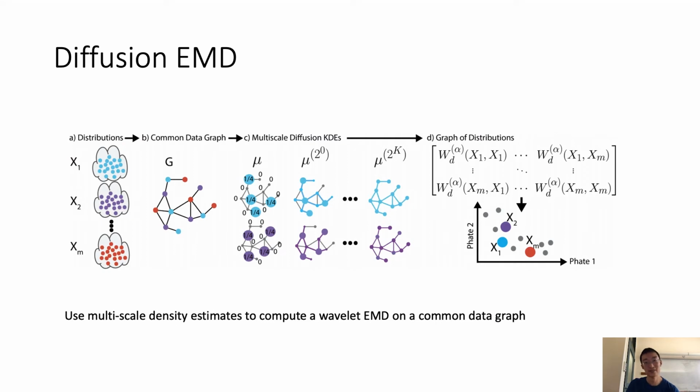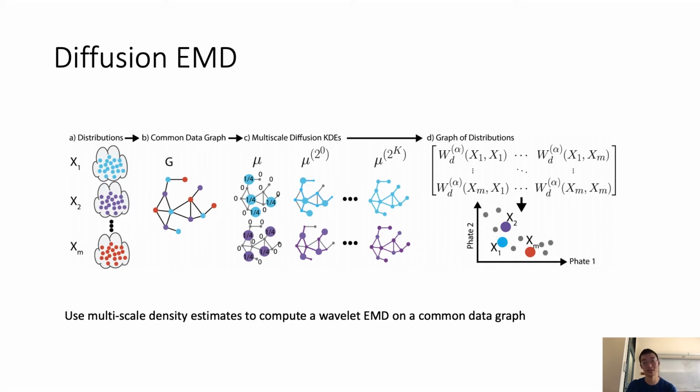Using diffusion wavelets gives the full picture. For M high-dimensional datasets, we can first define a common data graph, then compute a vector of wavelet coefficients for each distribution on the graph, where the L1 difference between these vectors gives the diffusion Earth Mover's distance over the graph between their respective distributions. Embedding distributions as vectors in L1 is useful because we can exploit the vector geometry to perform fast nearest neighbor search.